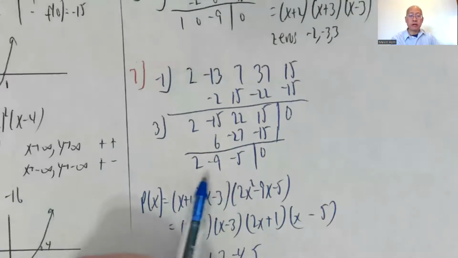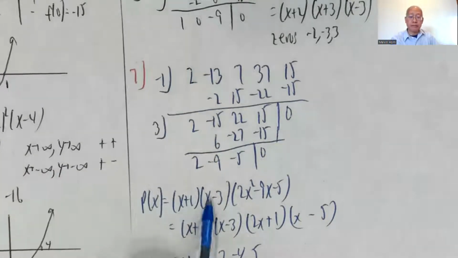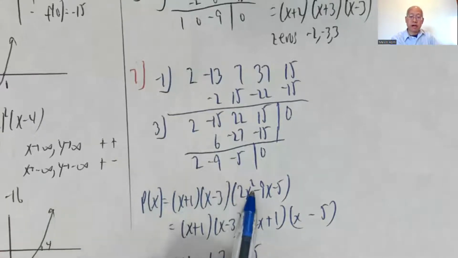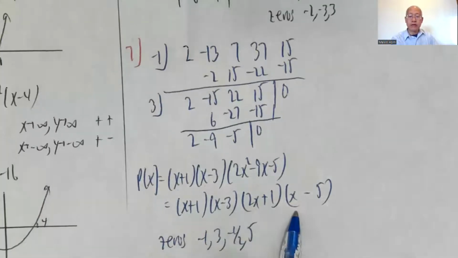Okay, so my original polynomial is now, if negative 1 is a 0, then a factor is x plus 1. Likewise, here I have x minus 3, and I read this as 2x squared minus 9x minus 5, which is factorable into 2x plus 1, x minus 5. So my original polynomial now factors completely into x plus 1, x minus 3, 2x plus 1, x minus 5, and my zeros are negative 1, 3, negative a half, and 5.